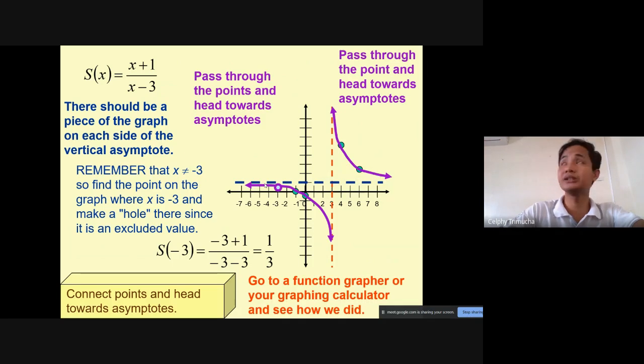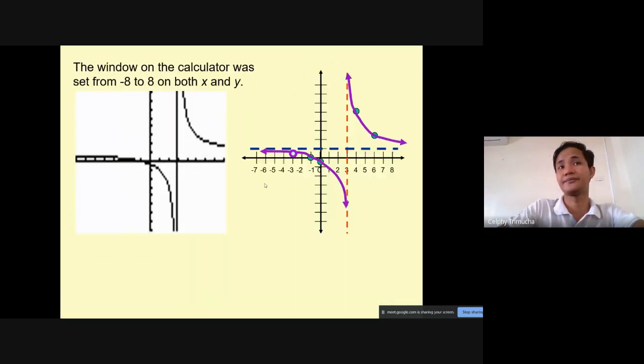Okay, if we look at the graph of this function in a calculator, we will come up with the same graph.